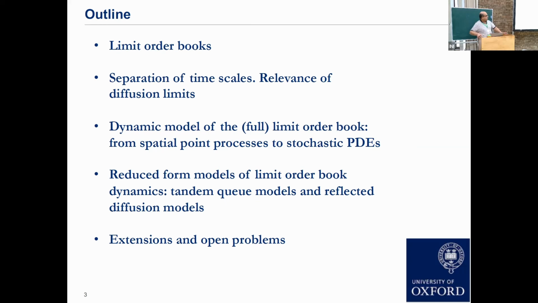So one approach will be to build dynamic models of full limit order books, and this will lead to spatial point processes and stochastic PDE models. And then the other direction is the so-called reduced form models of limit order books, which we introduced about 10 years ago, and which lead to more tractable models and models related to reflected random walks and reflected diffusions. And then if I have time, but I'm not sure I will, at the end I'll talk about some open problems and lots of interesting questions which arise in these models.